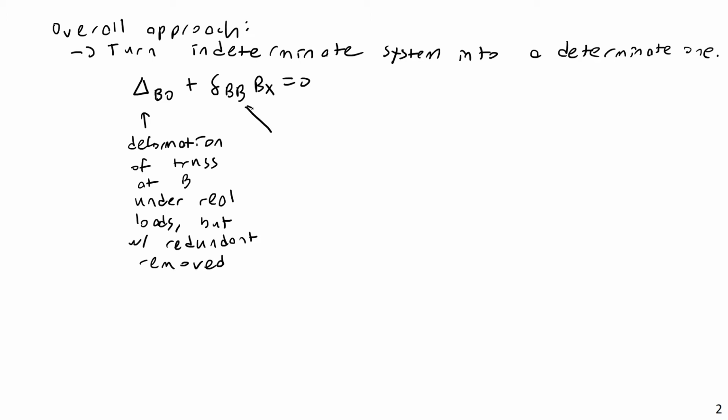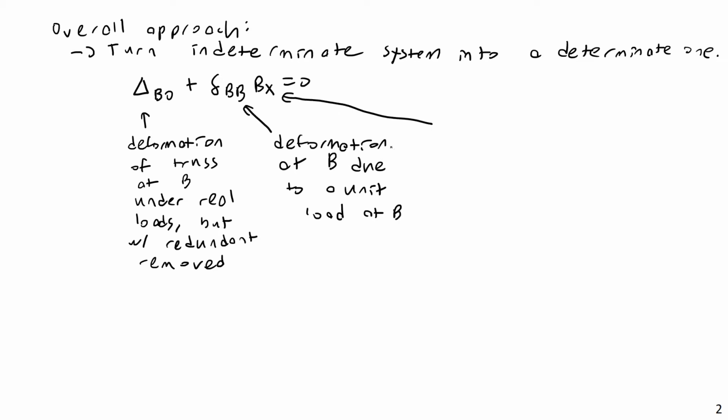My lowercase delta BB is the deformation at B due to a unit load at B. And BX will be my actual reaction at B that will bring this back to equilibrium. This is my reaction at B. I could put subscripts of x on these, but I'm going to leave them off for brevity's sake because all of the deformations I'm calculating here are in the x direction. It really becomes important to include the subscripts if you are doing a system with multiple deformations in different directions.